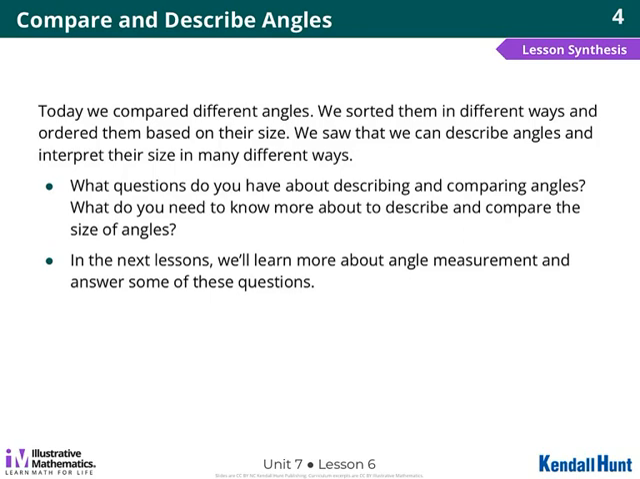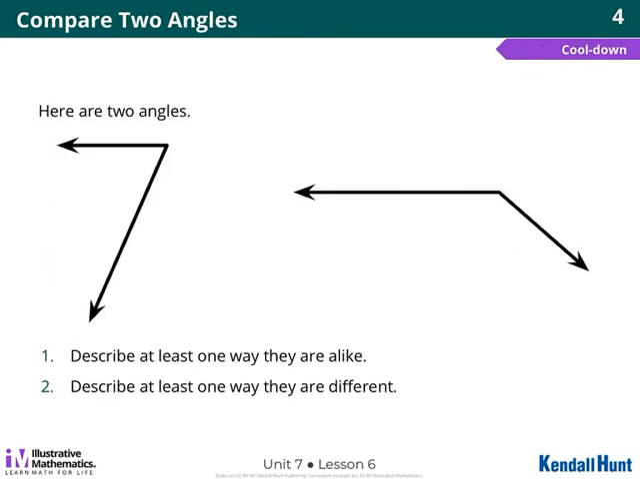Today we compared different angles. We sorted them in different ways and ordered them based on their size. We saw that we can describe angles and interpret their size in many different ways. What questions do you have about describing and comparing angles? Is there anything you need to know more about to describe and compare the size of angles? Okay, well, in the next lessons we'll learn more about angle measurement and answer some of the questions you do not have answers to right now.